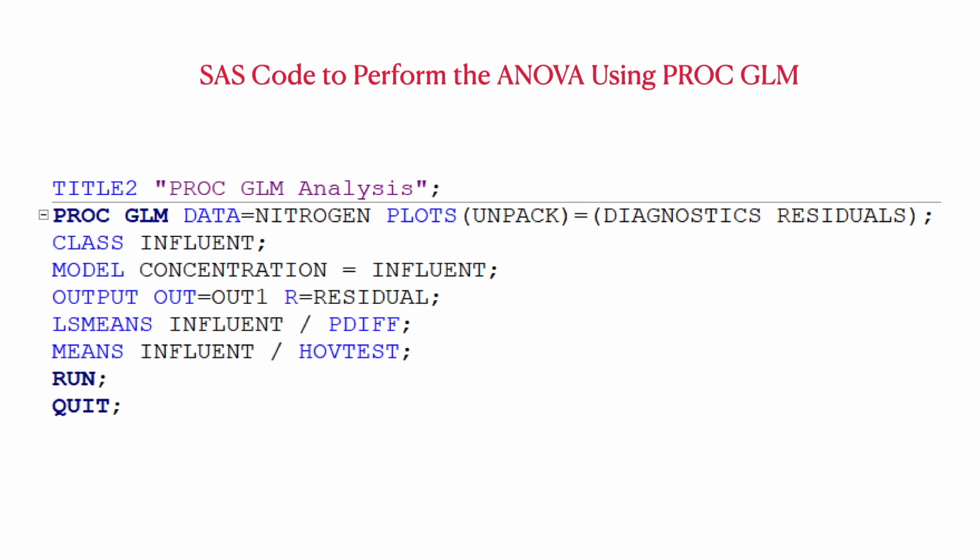I invoke the procedure using the PROC GLM statement, and I tell PROC GLM the data set to use by specifying data equal nitrogen. The class statement identifies the classification variable to SAS, the classification variable being the variable that identifies the different samples. In this case, that variable is influent. And then I specify the model for the analysis, and since this is a one-way analysis of variance, the model is concentration, the response variable, equal to influent, the one classification variable. I'm going to save the residuals from the model to an output data set, and then I've got an LS mean statement and a mean statement. We'll talk about that later.